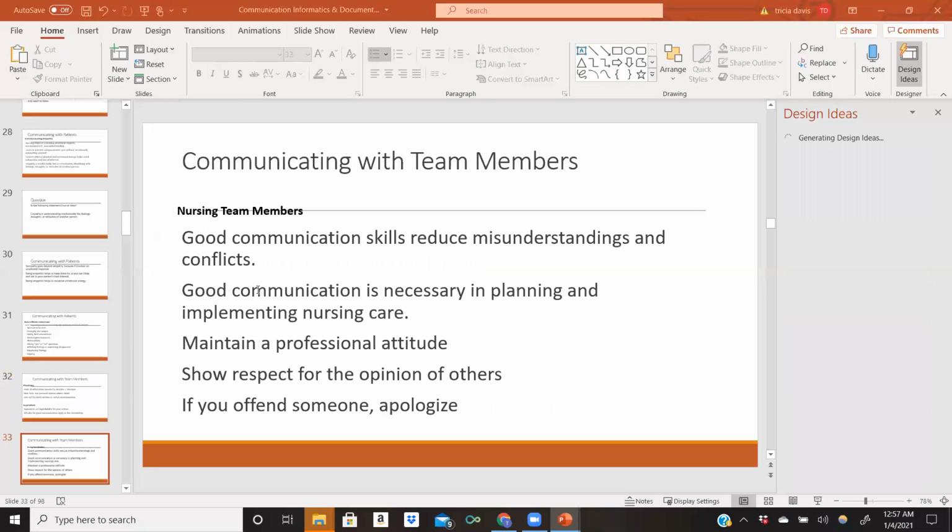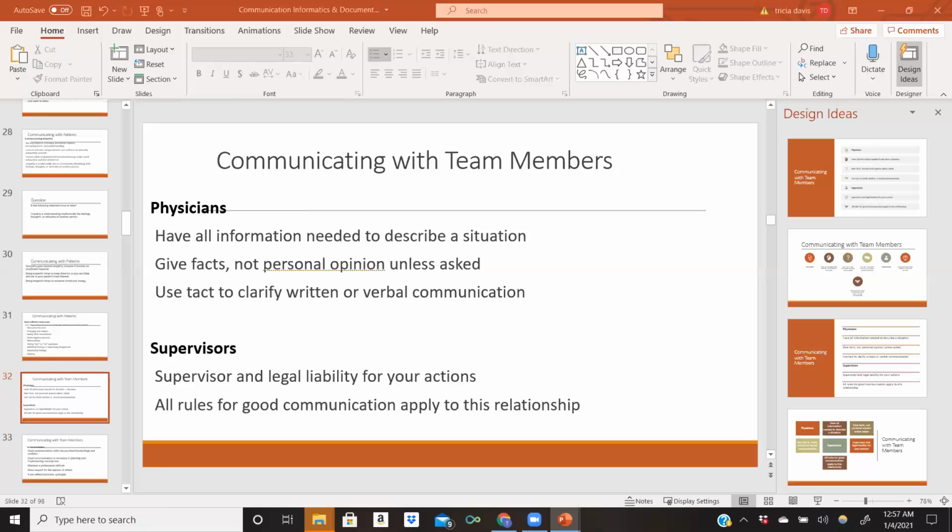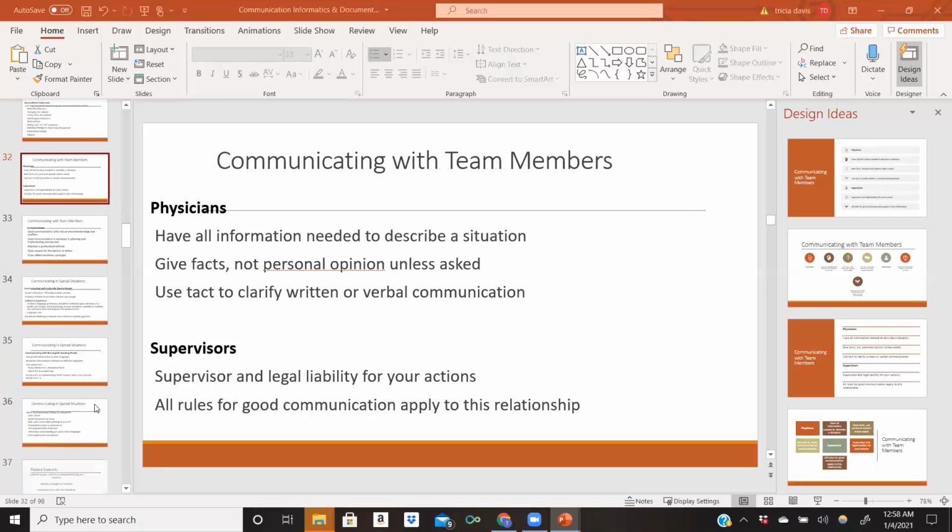You have to use tact to clarify written and verbal communication. When you're communicating with your supervisors, your supervisor is legally liable for your actions. So you want to make sure that you're communicating with them just like you would for your physicians. Whenever you're communicating with them, make sure you have all the information that you need, and all the rules for good communication apply to this relationship. All the rules for communication, in my opinion, apply to all relationships with people, whether it's doctors, team members, patients, family members, whoever it is. You always want to have that good communication. And your supervisors are no different than the other people that you communicate with.